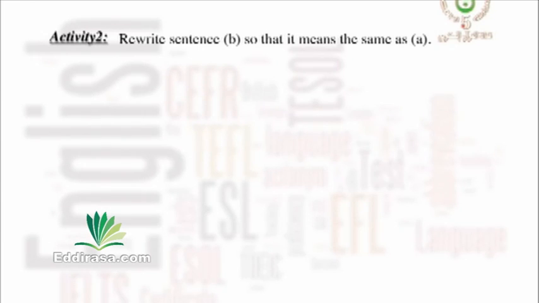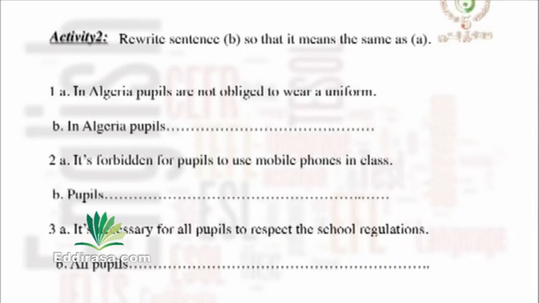You are going to rewrite sentence B so that it means the same as the one given as A. Ready? Okay, let's start. In Algeria, pupils are not obliged to wear a uniform. Start sentence B with, in Algeria, pupils, and complete the sentence. Second one, it's forbidden for pupils to use mobile phones in class. Start sentence B with pupils. The third and last sentence, it's necessary for all pupils to respect the school regulations. All pupils.